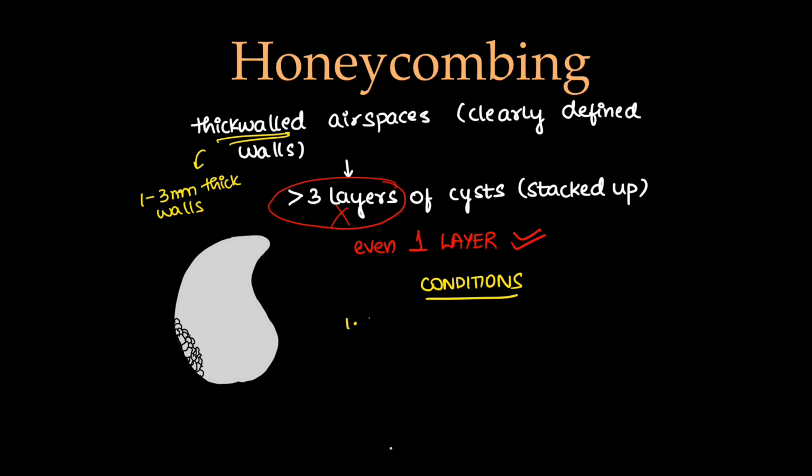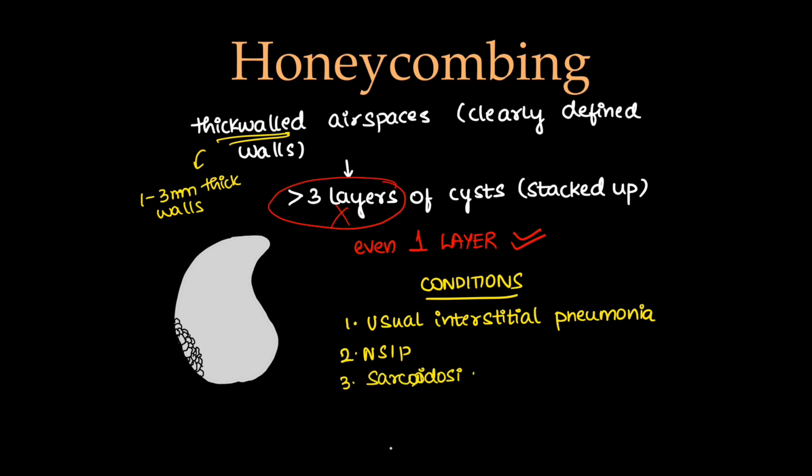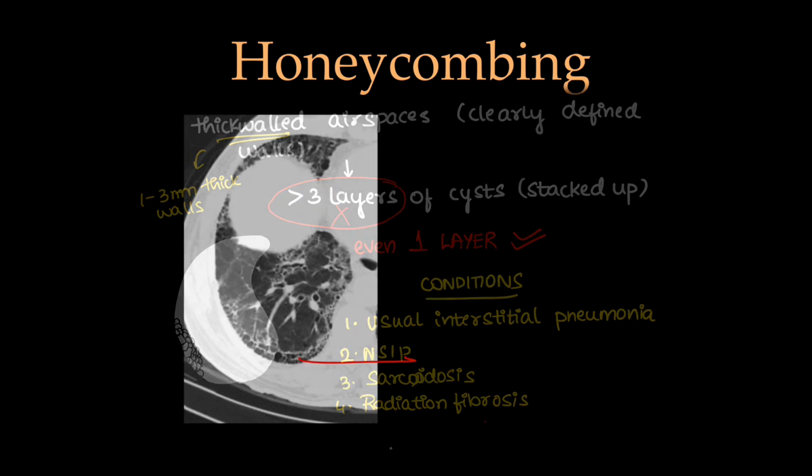Conditions which show honeycombing changes. The first and foremost and most important one is the usual interstitial pneumonia known as UIP or idiopathic pulmonary fibrosis. They're the same thing. In non-specific interstitial pneumonia, diseases like sarcoidosis, and in radiation fibrosis also we can see honeycombing changes.